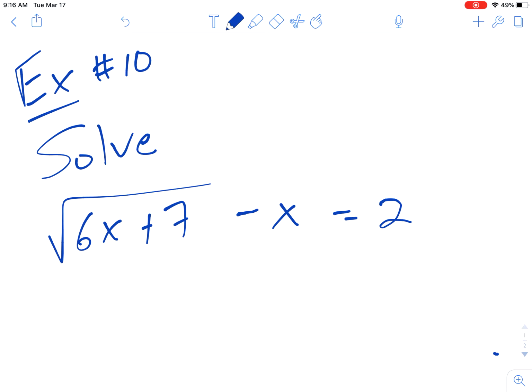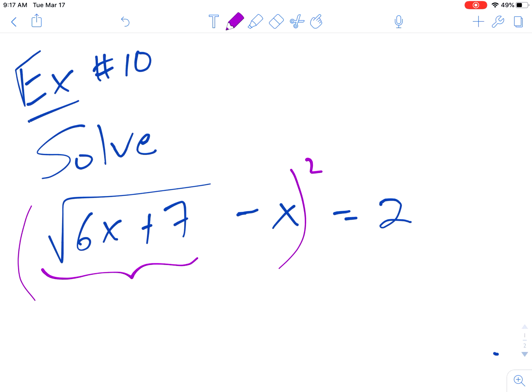Okay, with the next few examples, you're going to see they become a little bit more difficult. So the issue with this one is that the radical symbol is not isolated. The radical symbol is not by itself. So we can't just square both sides and get rid of it, because you can't do that. You have this minus x there.